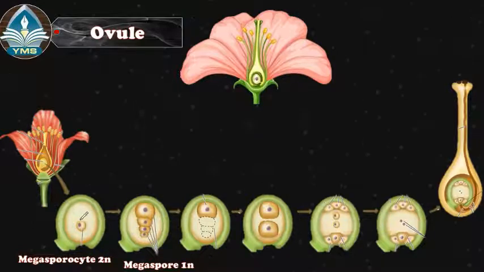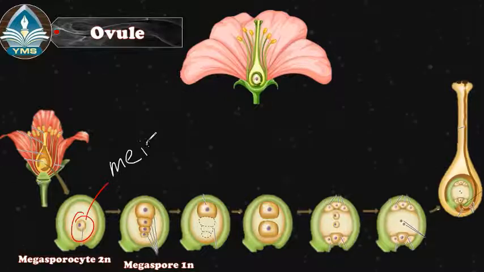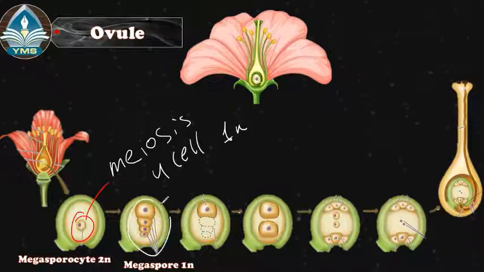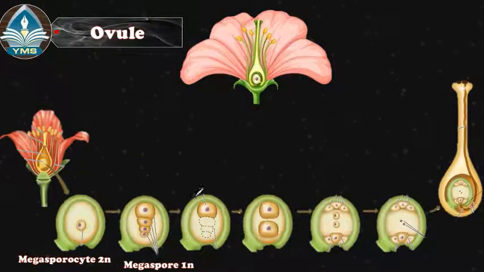megasporocyte cell, which contains 2N, will divide the first time by meiosis. It will divide by meiosis to give us four cells. Every cell has 1N of chromosome. So if you look here, we have 4 cells. Every cell contains 1N number of chromosome.